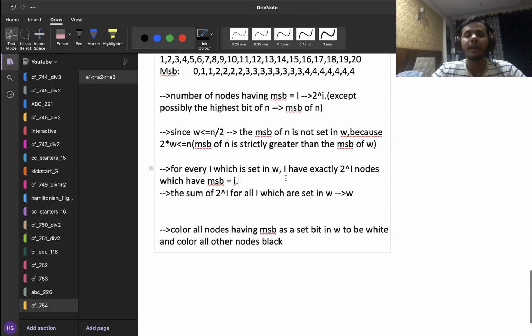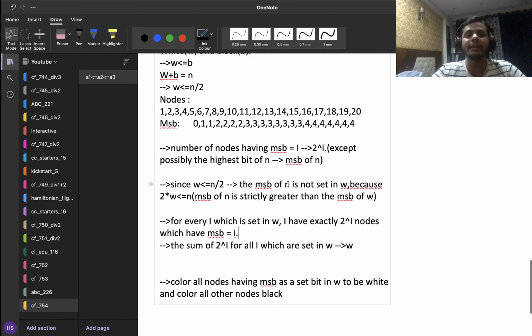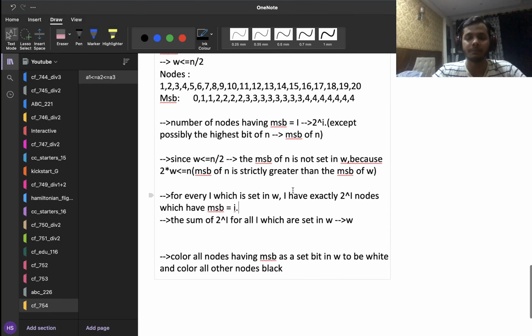So yeah, because all these numbers sum up to W, I can color them white and color all the other numbers black, and that would satisfy that all the numbers which have MSBs set in W are on even levels and all the other numbers are on odd levels. That satisfies that any edge between even and odd levels is between two numbers which have different MSBs. And that is how I can guarantee that it doesn't matter on which node I put the token, the first player is always going to win.